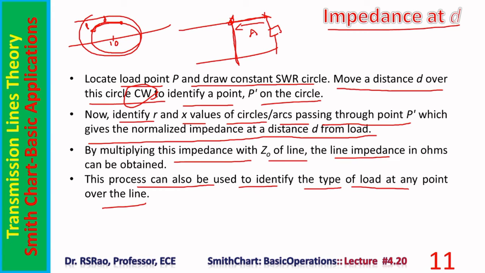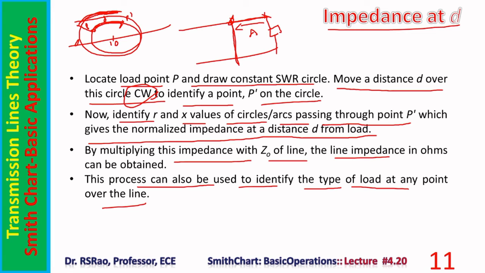How do we know that you have moved the distance D? You can use the scale available over the periphery of the chart. Here the scale starts at 0, and by the time you reach the other end it is 0.125. Use that clockwise scale and move a distance D. After a moment you are here. Call this point P prime.